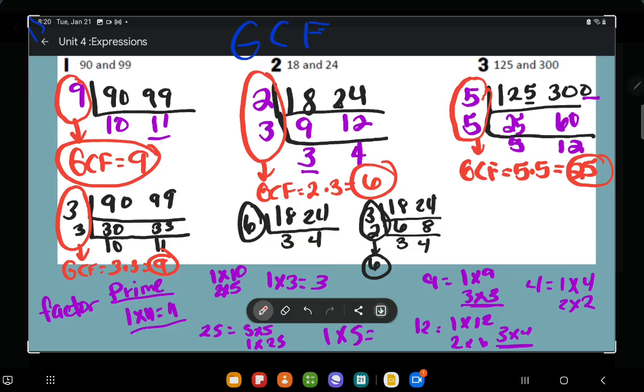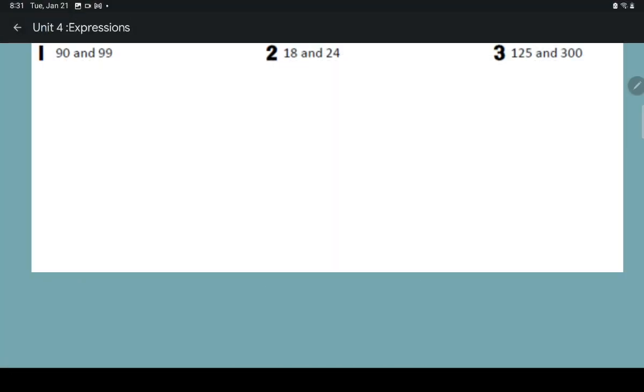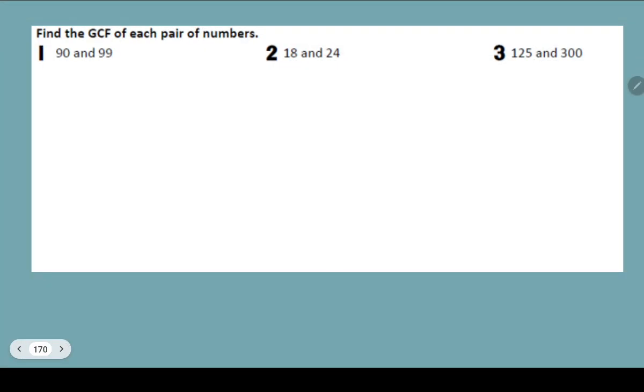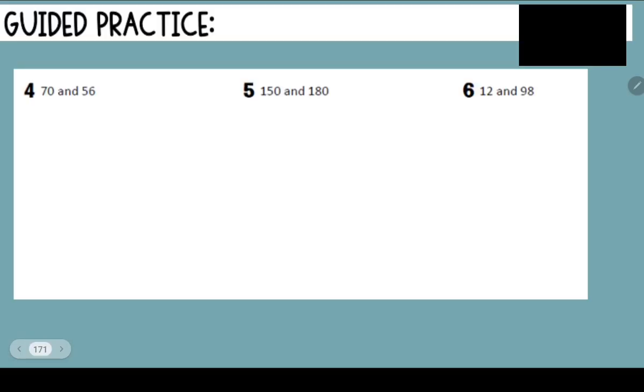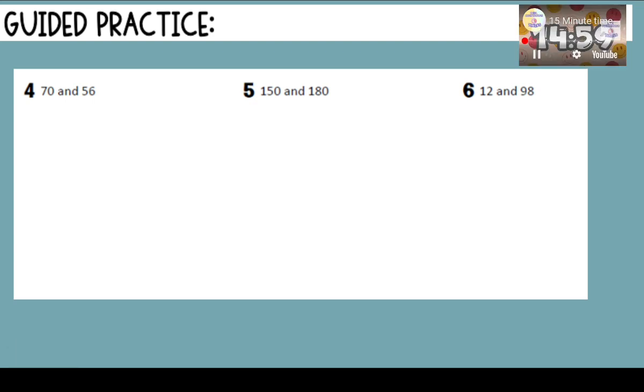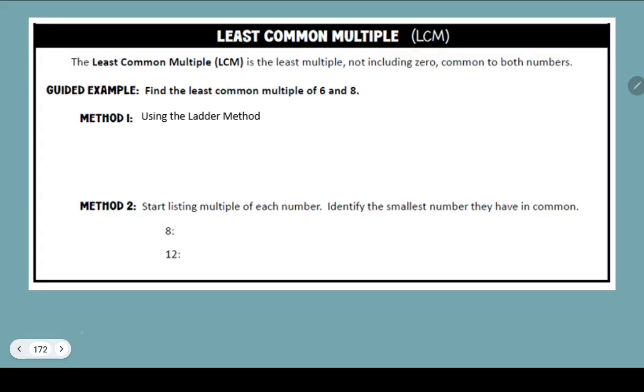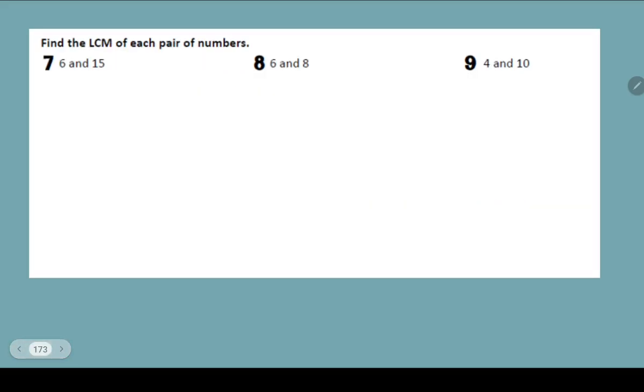Now let's look at least common multiple. So least common multiple is the next slide. And then if you want to pause, here's some more examples that you can work on. We are going to go over these in class. So if you want to pause, write these down and try them, you can. But let's move on to least common multiple. Okay, so we're going to find the least common multiple of 6 and 15.